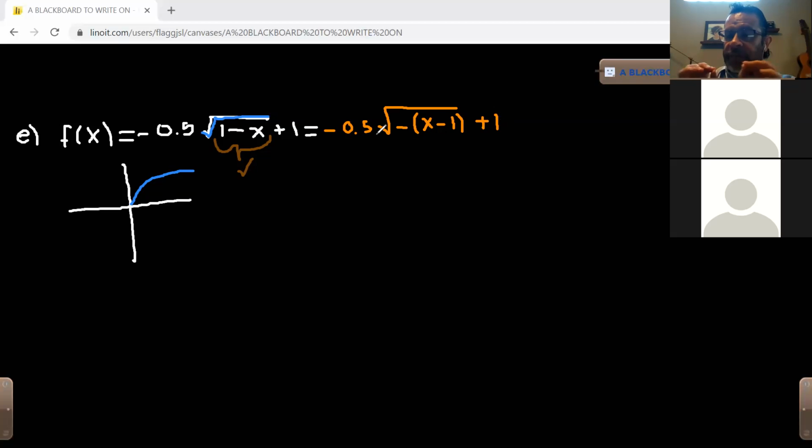The only thing I've done there is reorganize the function a little bit. Why? Because of this. I brought the minus out, so the minus is multiplying everything that's inside the function. Was that clear?